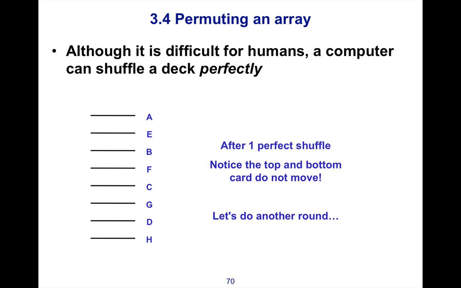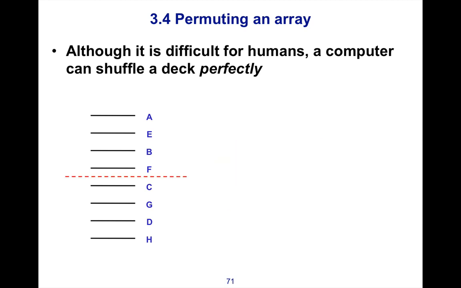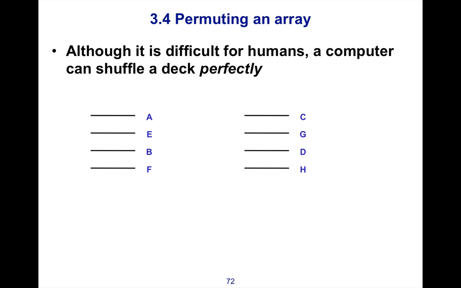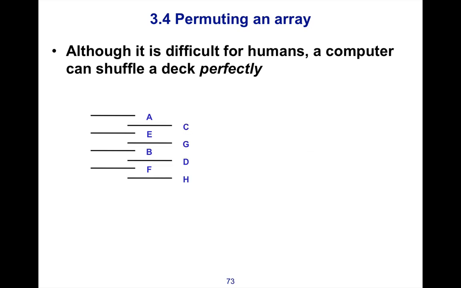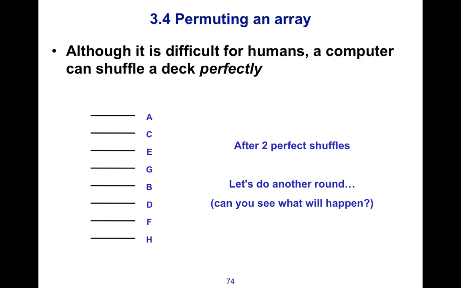But notice the top and bottom cards, A and H, didn't change. So the perfect shuffle, while it's perfect, didn't change the top card at all, and the bottom card is also the same. The other cards have changed, but let's do another round. So we'll take the result of the first shuffle, divide it perfectly in half, separate the 2 pieces, merge them together again, and again, the top and bottom card are undisturbed, but the middle cards still look kind of random, look like they've been shuffled.